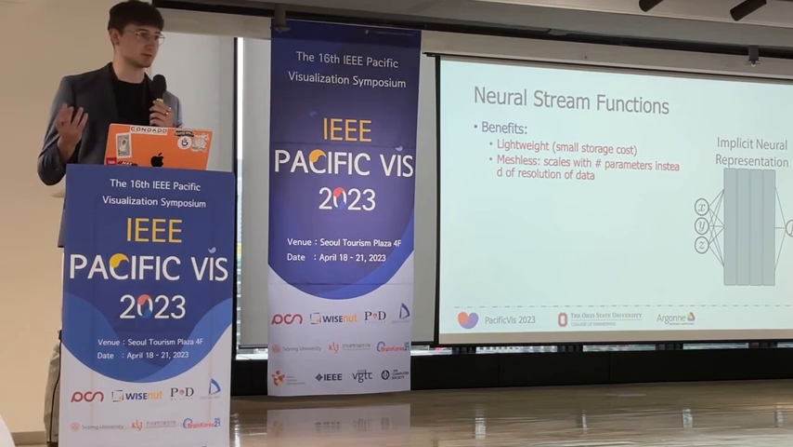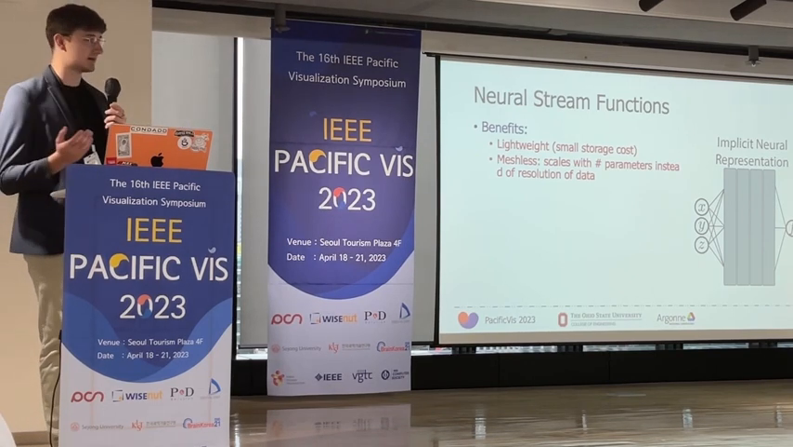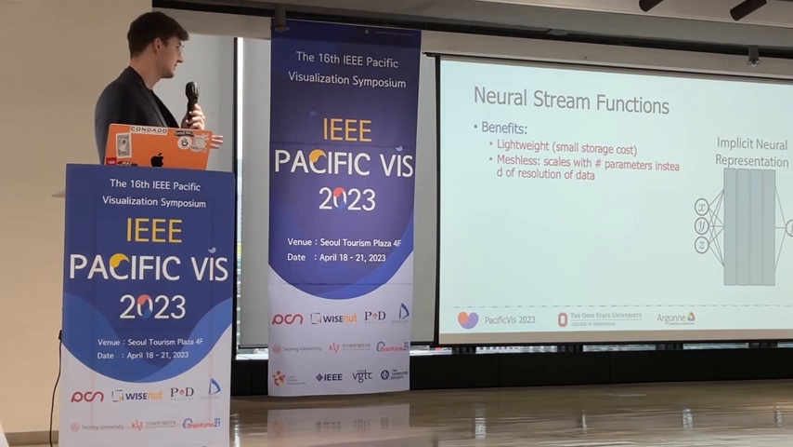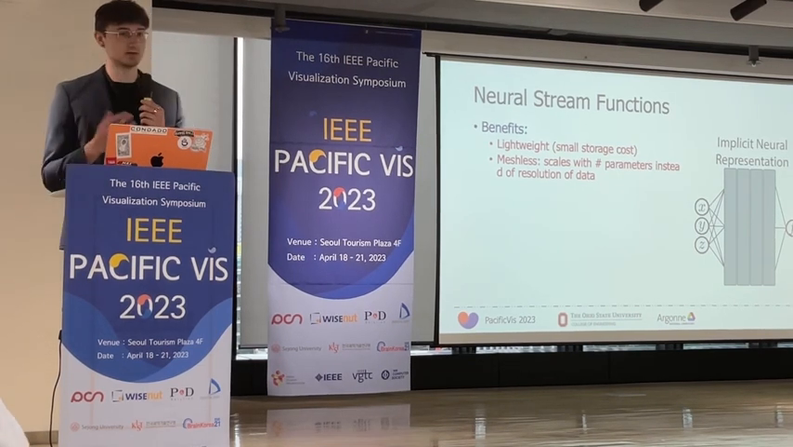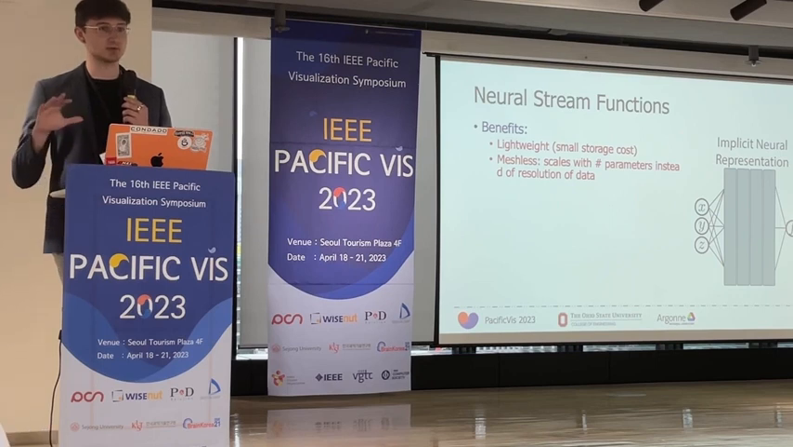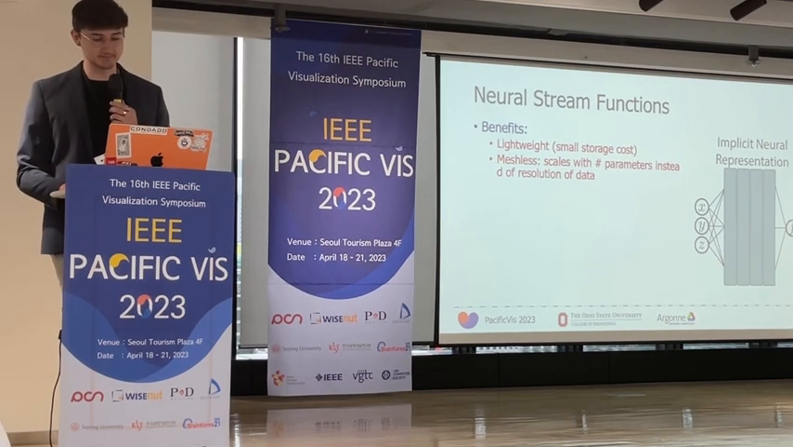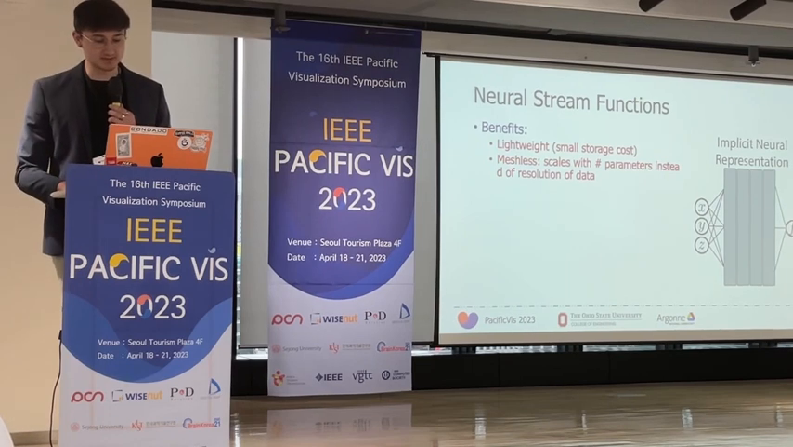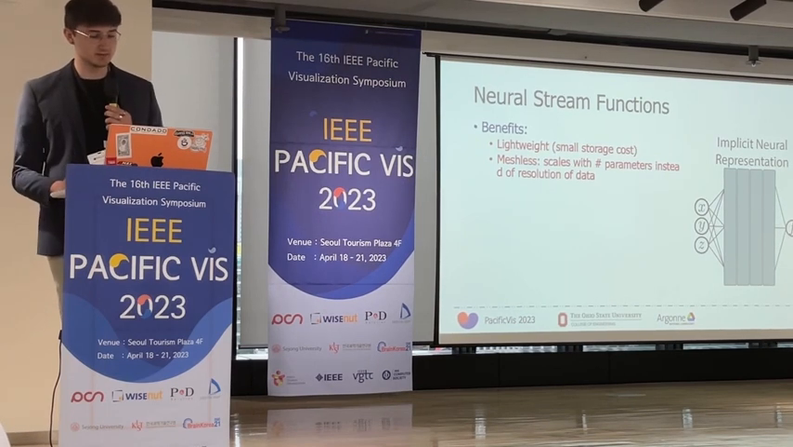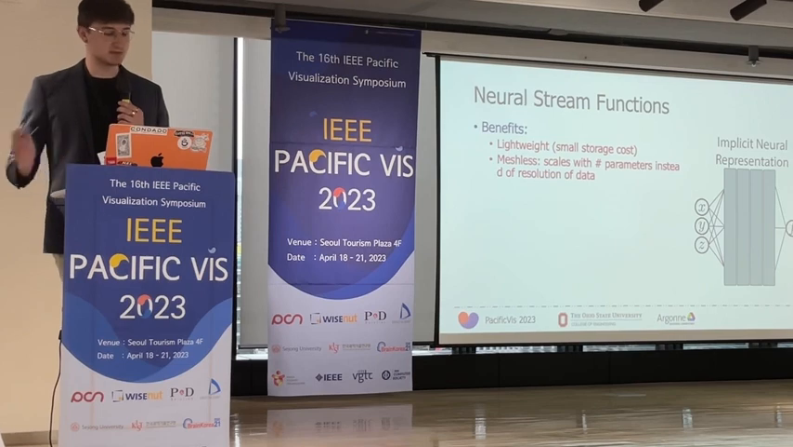Instead, we can control the number of parameters in the neural network and have some flexibility over how much RAM we're using during the solution and how much it takes to store on your hard drive after you are done. So the idea in our paper is to use INRs to represent a stream function, which is another scalar field, just with these same benefits.